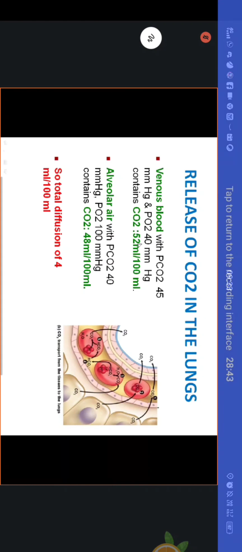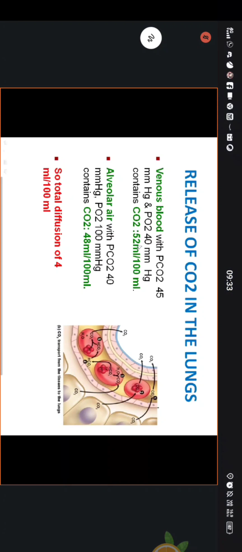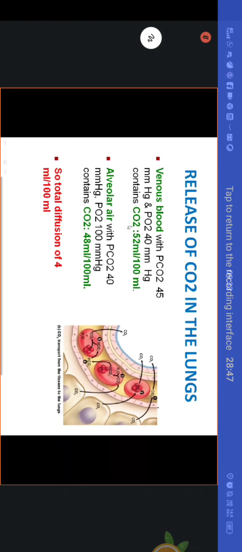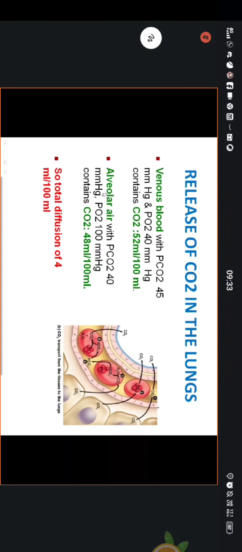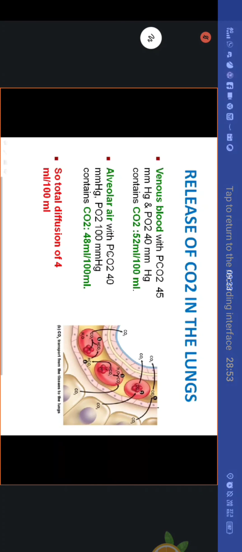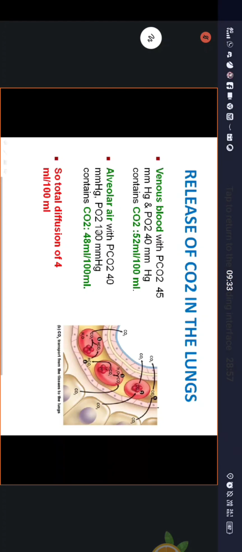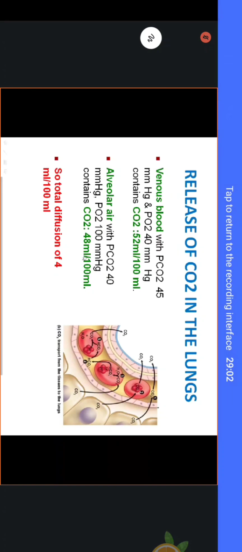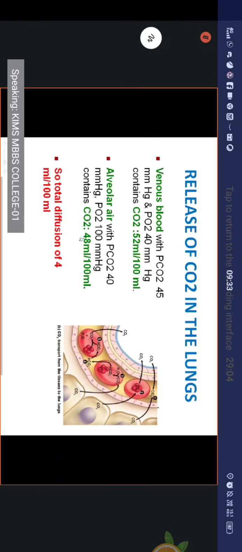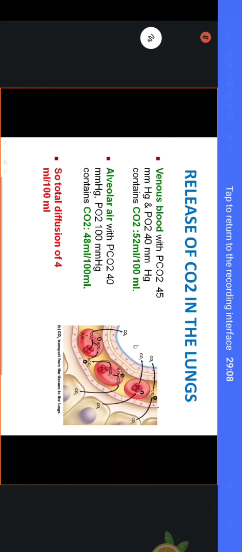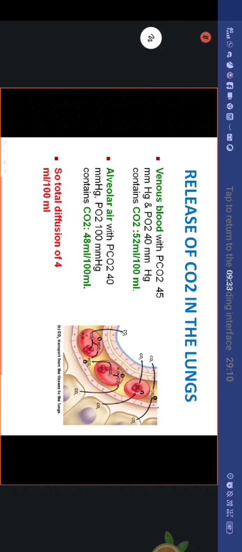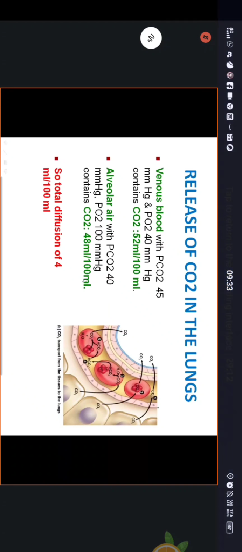Blood contains a PO2 of about 40 mm Hg as it is carried from the tissues, so the overall quantity will be around 52 ml per 100 ml. Whereas in the alveoli, there is a PCO2 of about 40 mm Hg. Because of inspiration, PO2 will be around 100 mm Hg, so the carbon dioxide volume is also less. Because of expiration, the carbon dioxide volume in the alveoli will be less, 48 ml per 100 ml.